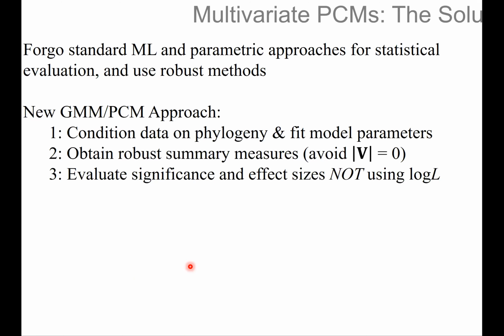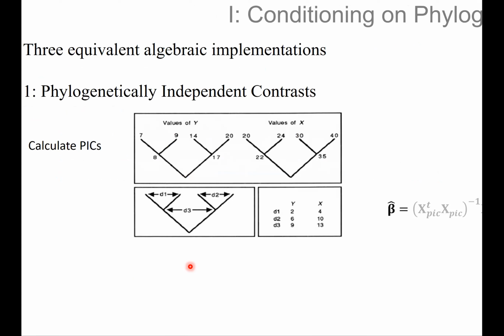Now, the first step is actually relatively straightforward. Conditioning on the phylogeny can be done in any number of ways. I will just visually give you 3. We don't need to concentrate on the details of the differences of the equations. One of them is phylogenetic independent contrasts. The idea here is to take your species data at the tips of your phylogeny and obtain contrast scores at the nodes, which are effectively time standardized differences, which you can see down here on the bottom left.